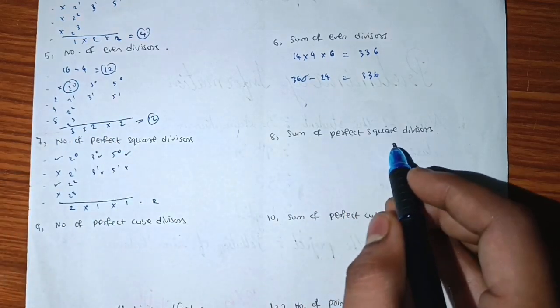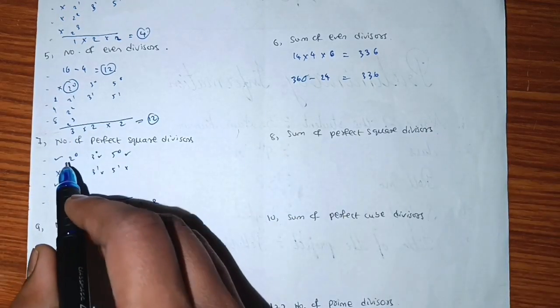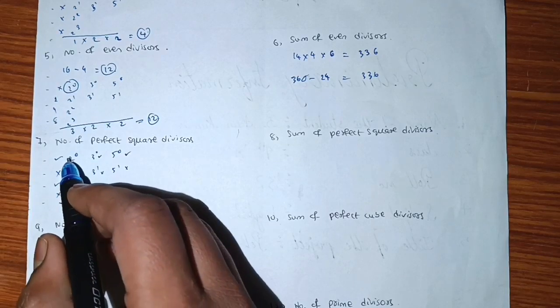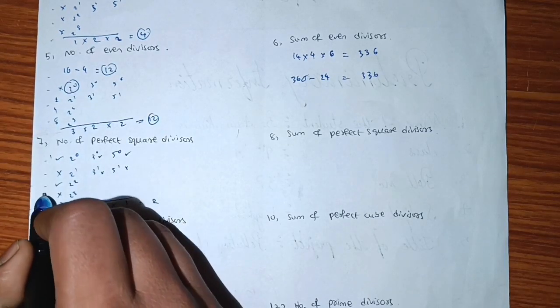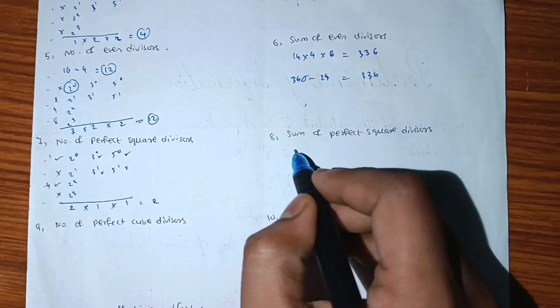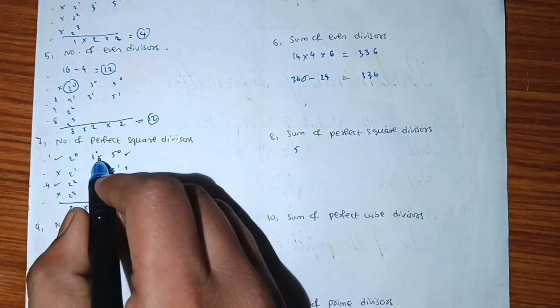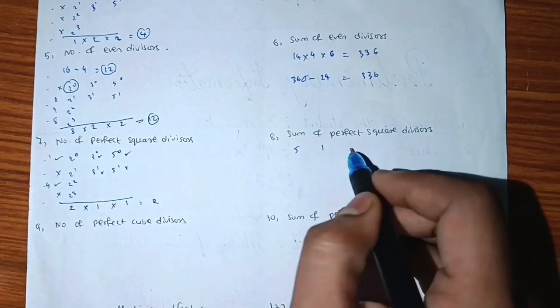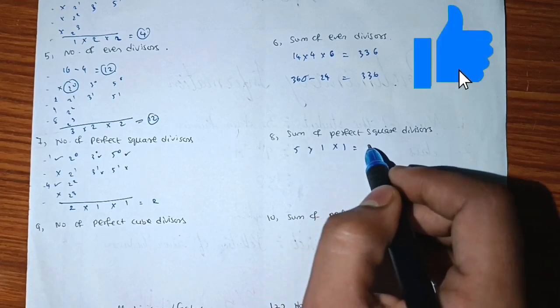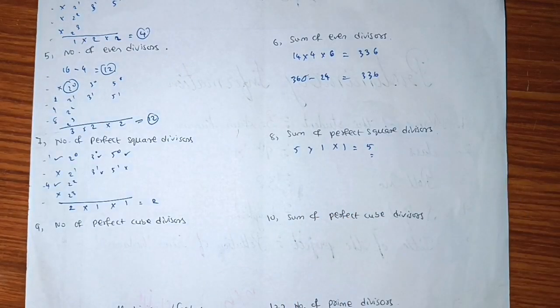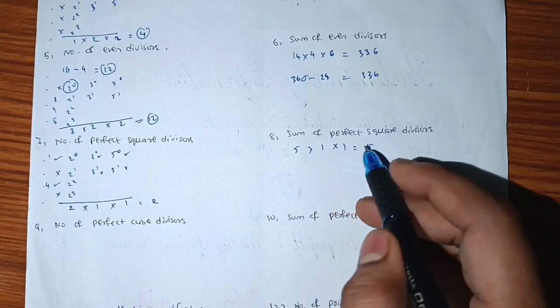So for the sum of perfect squares, you need to sum this one, like 1 plus, here you will get the 1, here you will get the 4. So 1 plus 4, which is 5. Again here you will get the 1, here also 1. You need to multiply all this, then you will get the value as 5 as the answer to the sum of perfect square divisors of 120.